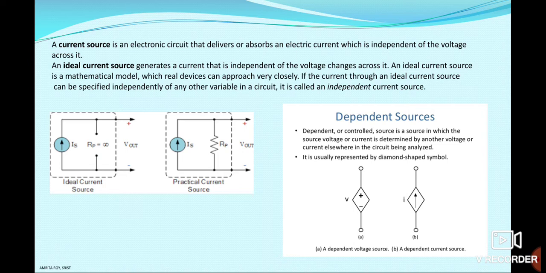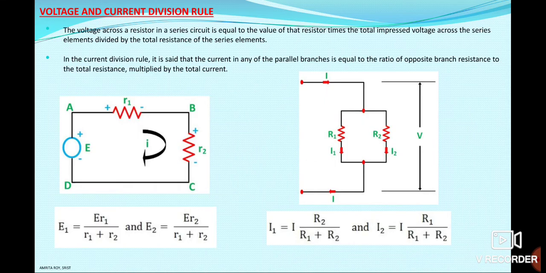Next is dependent sources. A dependent or controlled source is a source in which the source voltage or current is determined by another voltage or current elsewhere in the circuit being analyzed. It is usually represented by a diamond shaped symbol, as I have already told in the previous slide. So we can see the symbol of a dependent voltage source and a dependent current source. The voltage source has a polarity of plus and minus, and the dependent current source is represented by an arrow symbol. Next is voltage and current division rule.